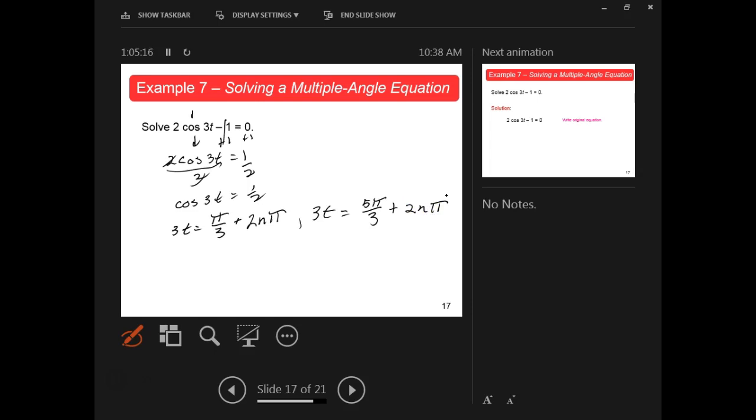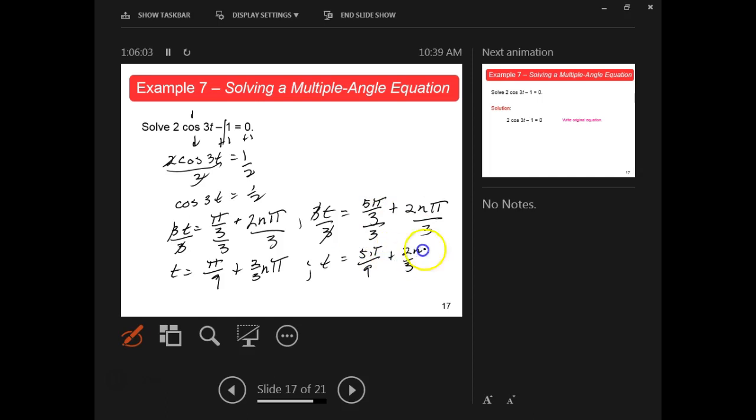But we're not really looking for 3t. We want to know what t is. But it's pretty simple now. What do we do? Divide everything on both sides by 3. Divide this by 3, divide that by 3, and divide that by 3. This will finally give us t is equal to, and pi thirds divided by 3 would be pi ninths plus 2 thirds n pi. Or over here, t would equal 5 ninths pi, plus 2 thirds n pi. There we have it.